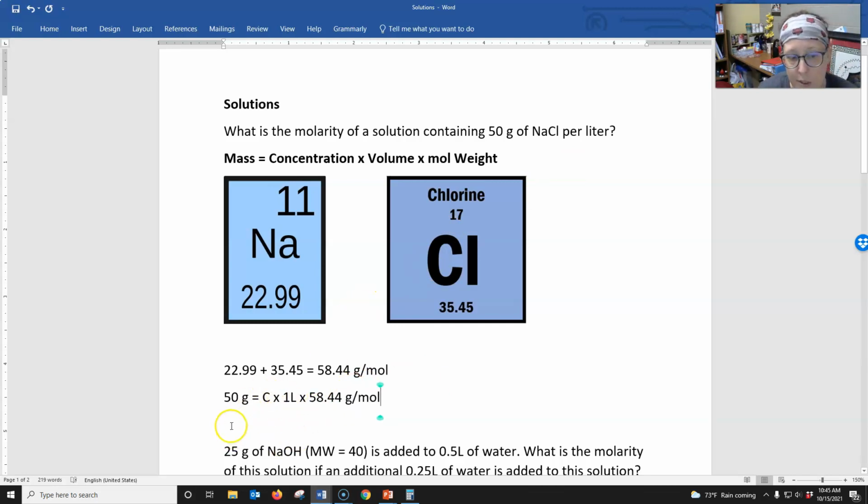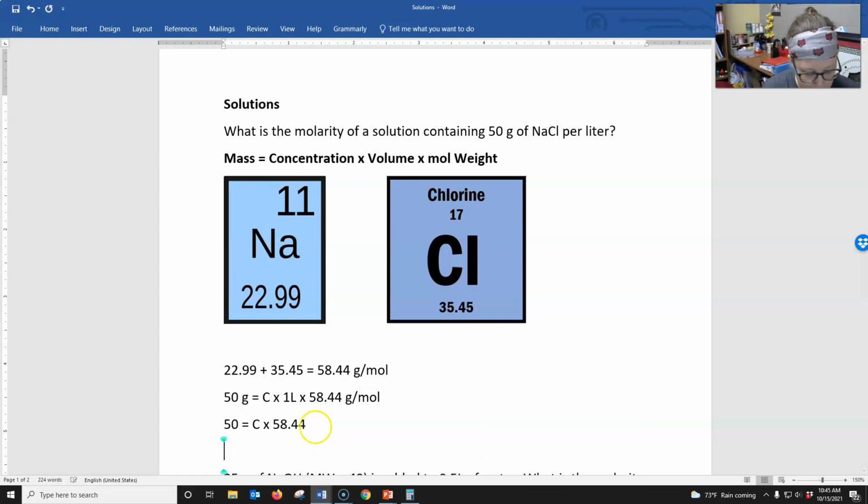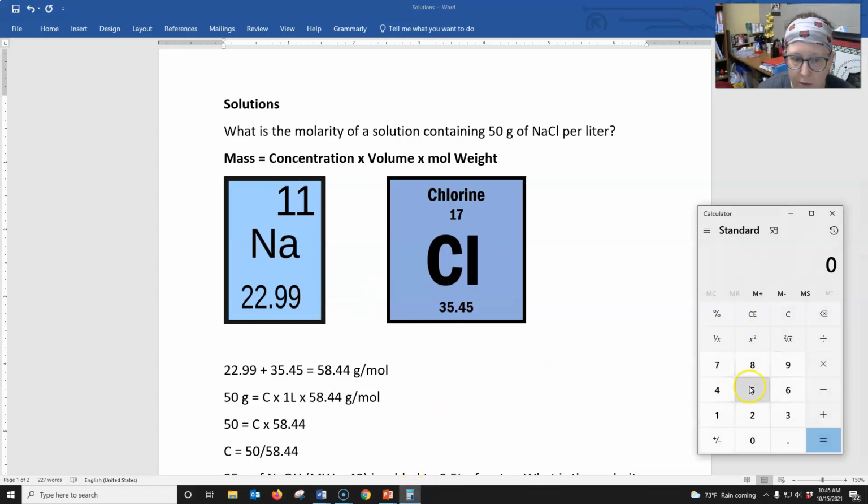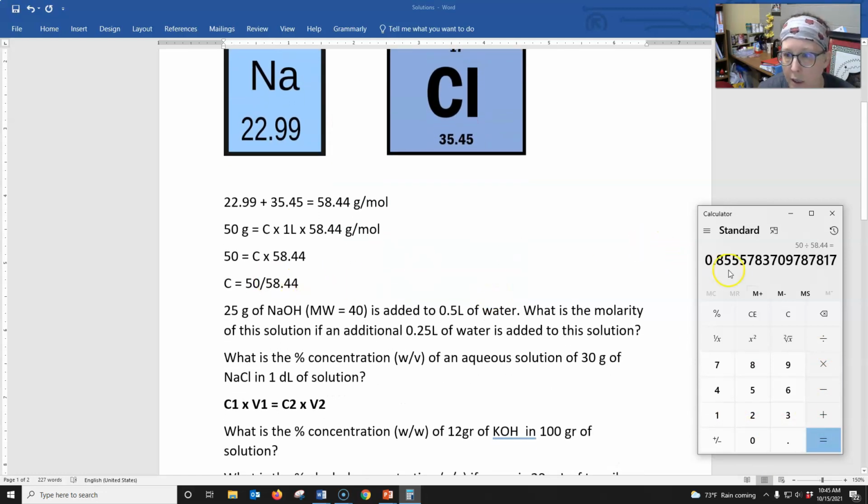So then we need to solve for C. I'm just going to leave the units out here: 50 equals C times 1 times 58.44. And so then C is going to be equal to, we just divide both sides of the equation by 58.44. So that would be 50 divided by 58.44, and we're going to do that here. 50 divided by 58.44 equals, and let me scroll up so you can see, 0.8555.